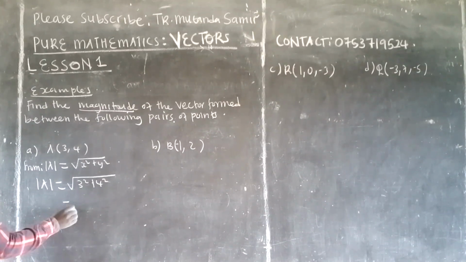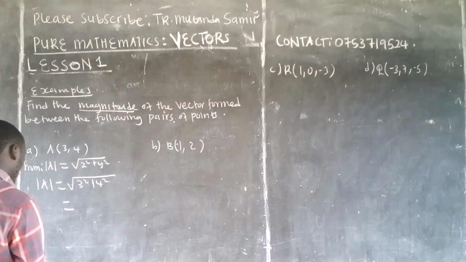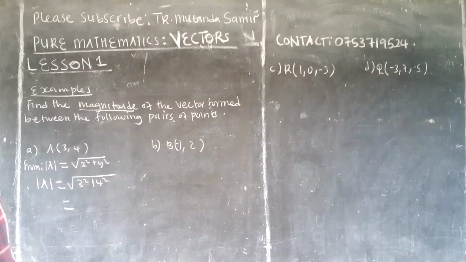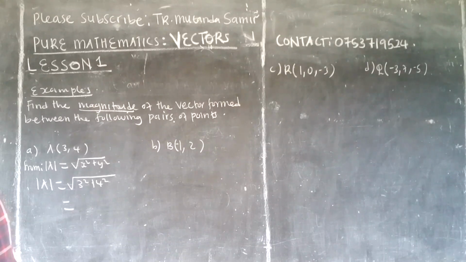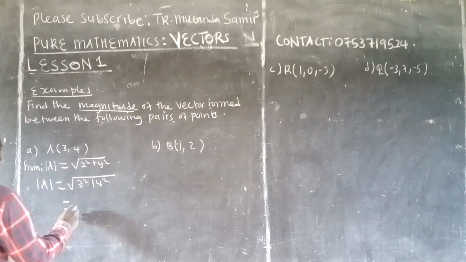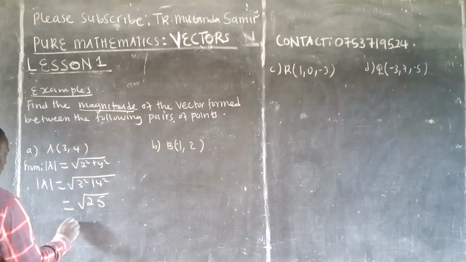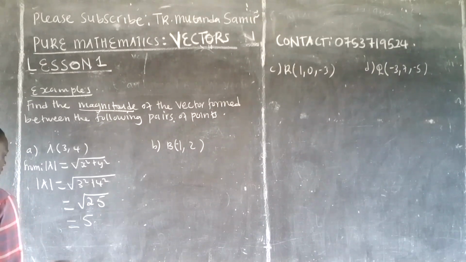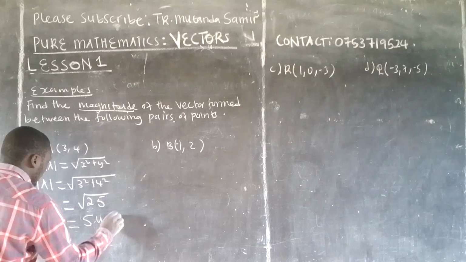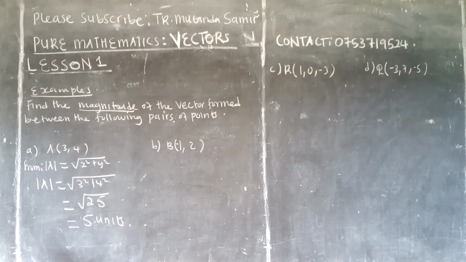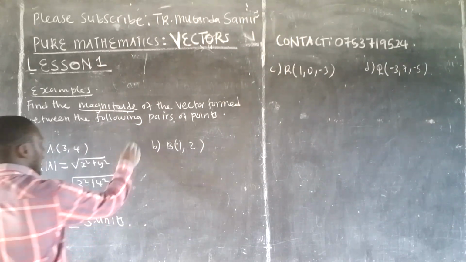squared. Now then what are we going to have finally? That's 3 squared. Please, you can just put it directly in the calculator. Plus 4 squared, put it directly in the calculator. This will just give us the square root of 25. The answer you have is 5. But then that's not enough. You now add the word units, and that's how we get the magnitude of that vector.